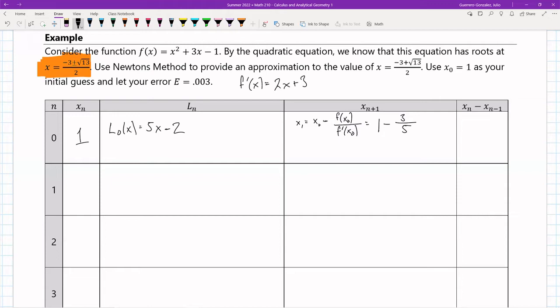So that means this is going to be equal to 0.4. So 1 minus, oops, the other way around, 0.4 minus 1, that is 0.6 about. It's not within our error, so we're going to keep going. But now this right here is our x1, 0.4.